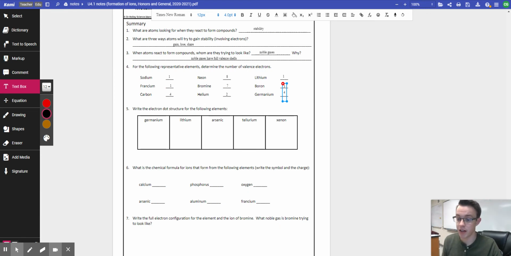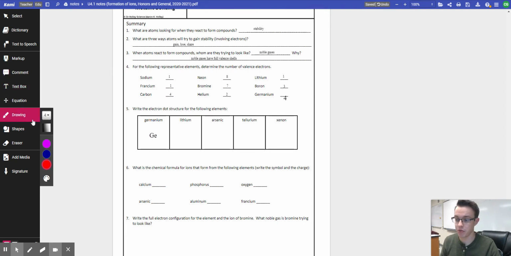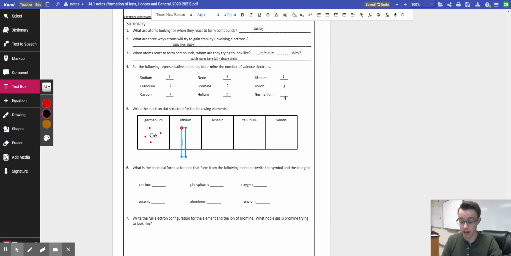So let's go ahead and type. I'll make my font size a little big here. So germanium here, Ge, remember, has 4 valence electrons. So I'm going to draw 4 dots. 1, 2, 3, 4. Notice I didn't do 1, 2, 3, 4. I have to have 1 on each side first. So there's germanium.